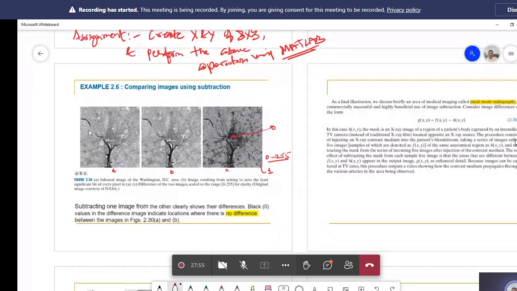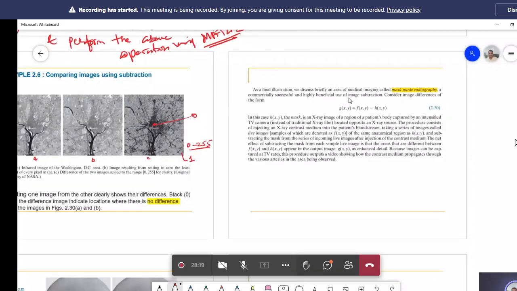You can see here. Now it is also used in the mask mode radiography. Mask mode radiography. This is the commercially successful and highly beneficial use of image subtraction. And now it is used very much in the field of medical imaging. Okay. So this is h of x comma y.